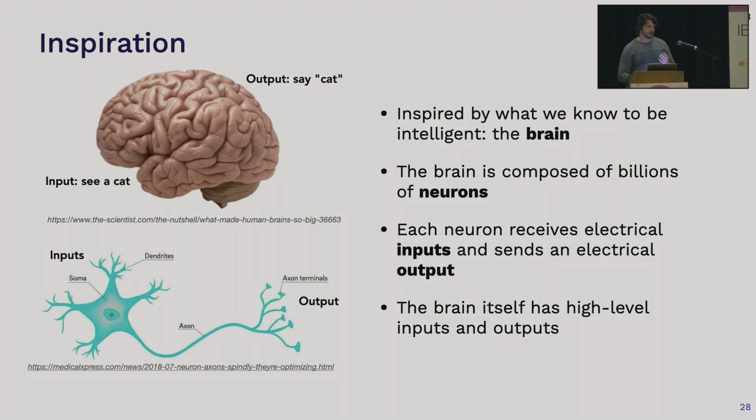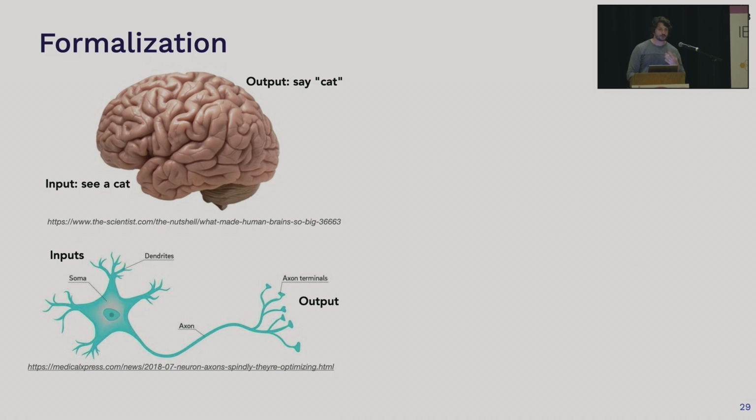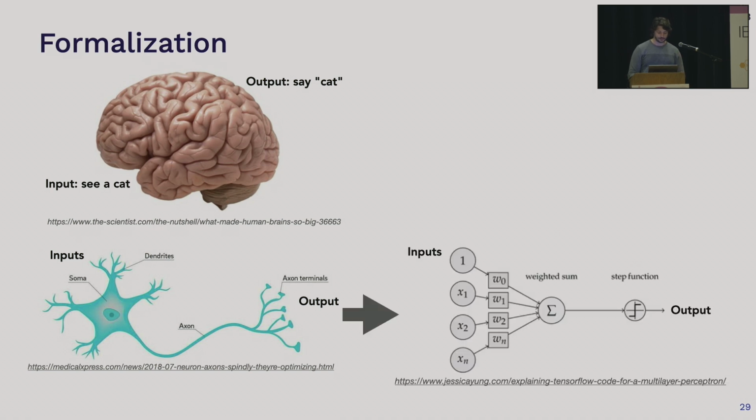So for example, the high-level input is you might see a cat running across the floor in front of you. And the output that might produce is you might say, there's a cat. And so there's a really complicated process happening in between those two steps, but the inputs and outputs are very simple. So how do we formalize this in machine learning?